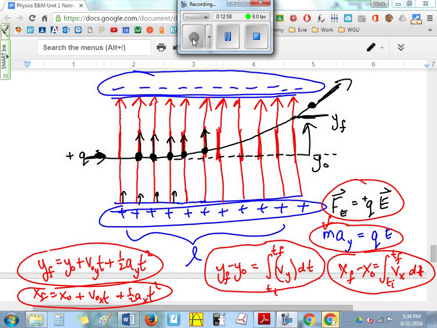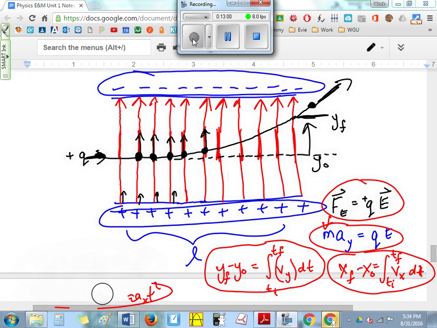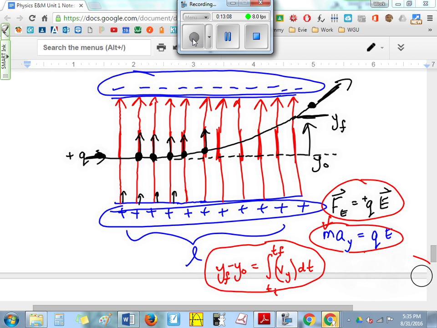Okay. So what if you need v_y and you don't have it? Well, v_y comes from integrating acceleration. So like you could write, v_y final minus v_y initial is the integral of acceleration y dt from t initial to t final. That's supposed to say t sub f.